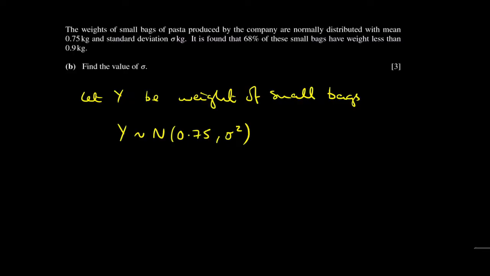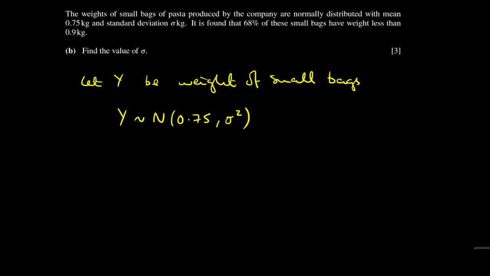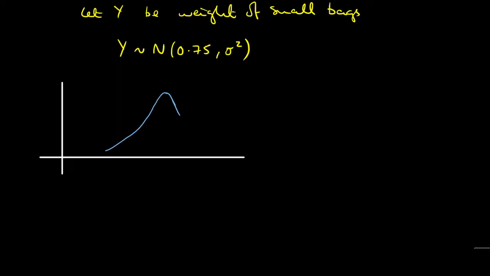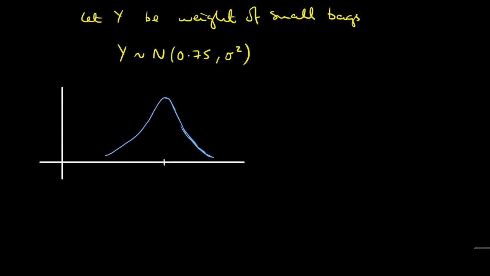Now, I think a diagram is pretty key. So 68% of these small bags have weights less than 0.9. So let's try to draw on what that is going to look like. So here would be our distribution, like that. So I'll try to draw a nice normal curve, something like that. It's not great, but never mind. Okay, something like that. And our mean was what? 0.75, wasn't it? 0.75.